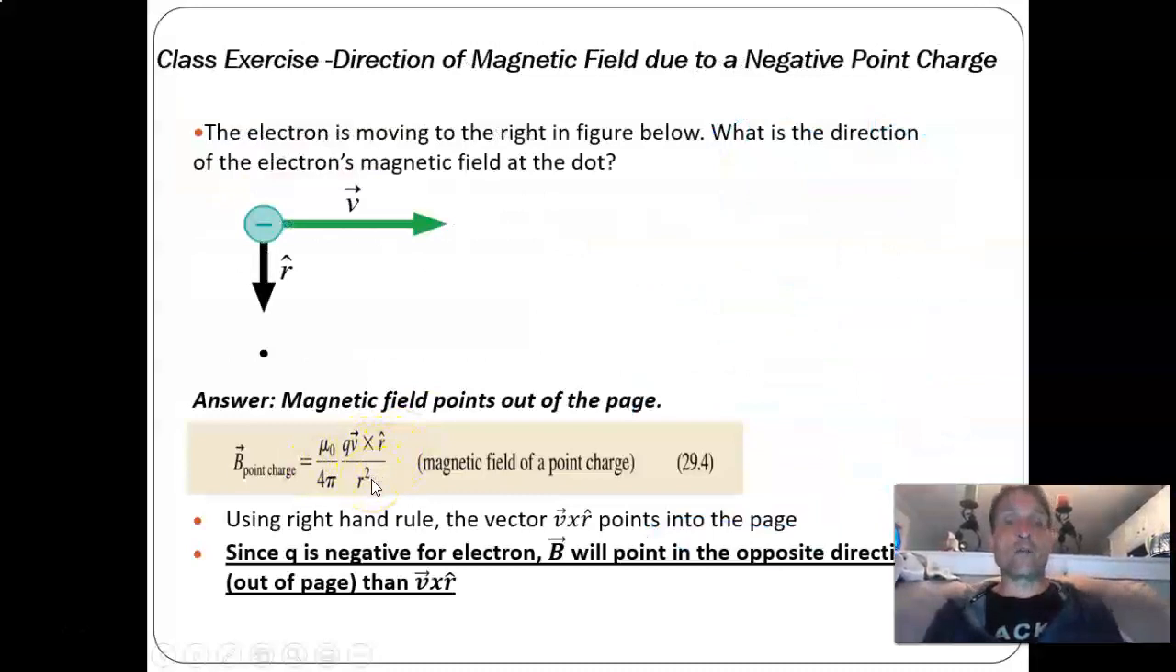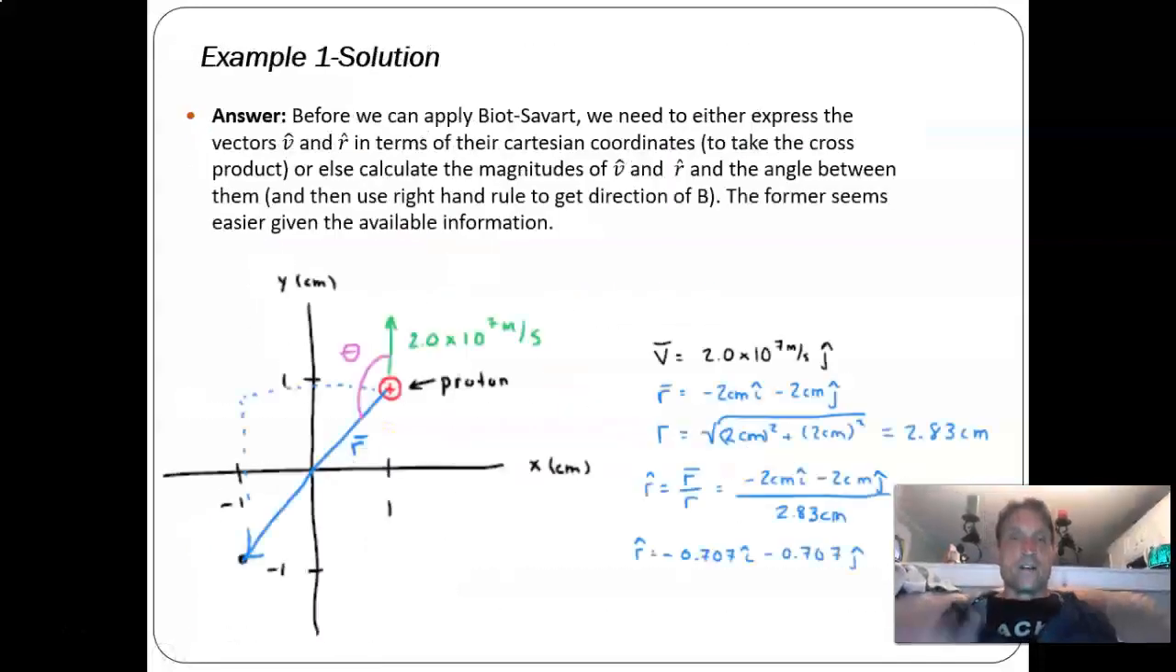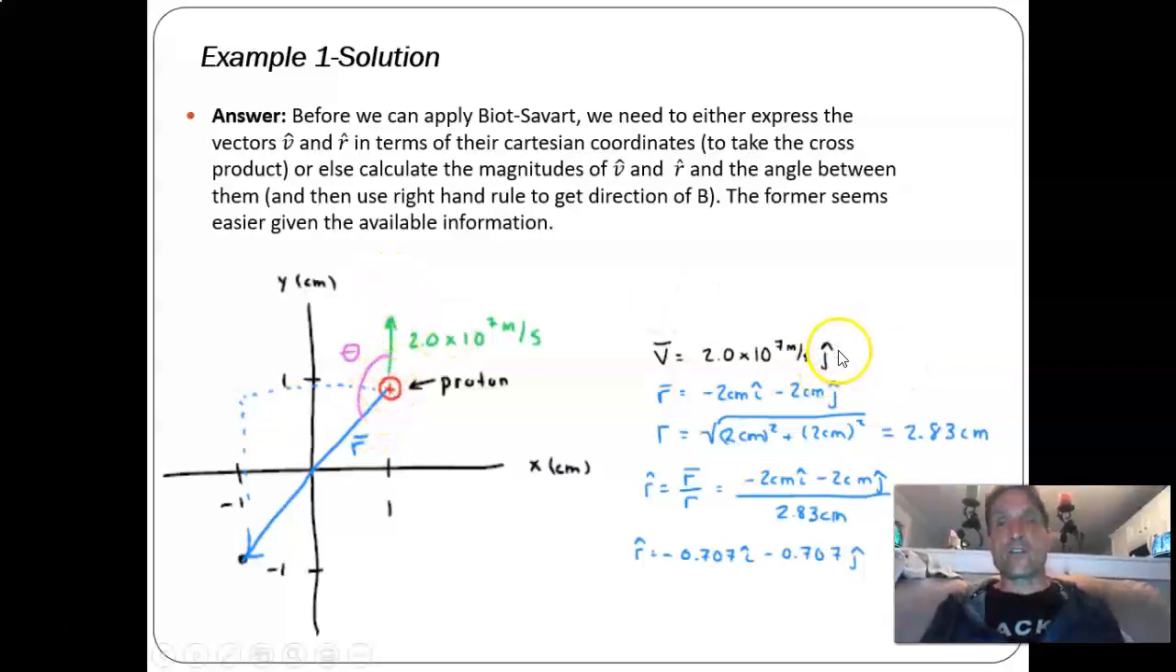So you can try it the other way for fun, but we're going to write V and R in terms of their Cartesian coordinates. Okay, so V is equal to 2 times 10 to the 7 meters per second. It's traveling along the plus y direction, so we denote its direction by the unit vector j hat. Okay, that means that's in the y direction, positive y.